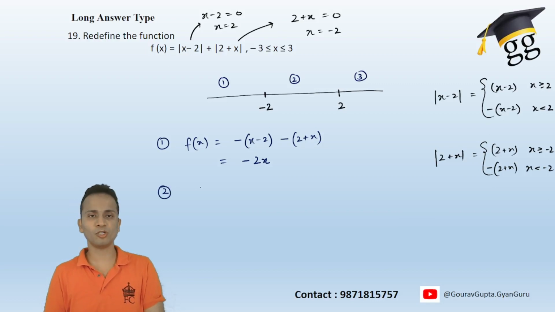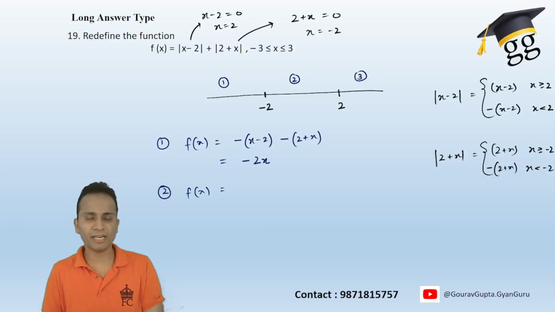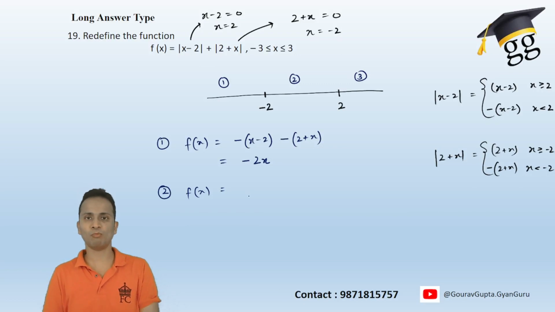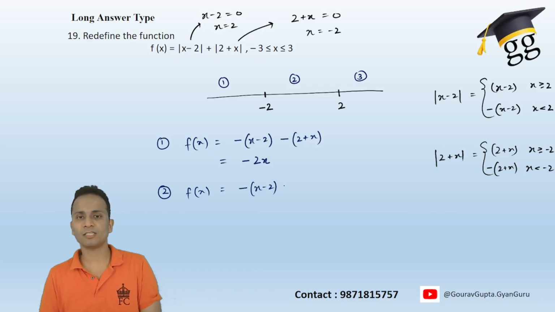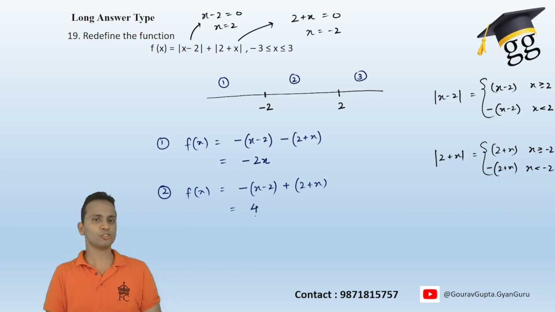Now looking at region number 2. If the value of x is in region number 2, it is on the right hand side of point minus 2 and left hand side of plus 2. So the first function, modulus of x minus 2, will still be negative. It will be negative of x minus 2, but the second part will be positive. It will be positive of 2 plus x. So minus x plus x cancelled, 2 plus 2 is equal to 4. So f of x will be equal to 4 in this second region.